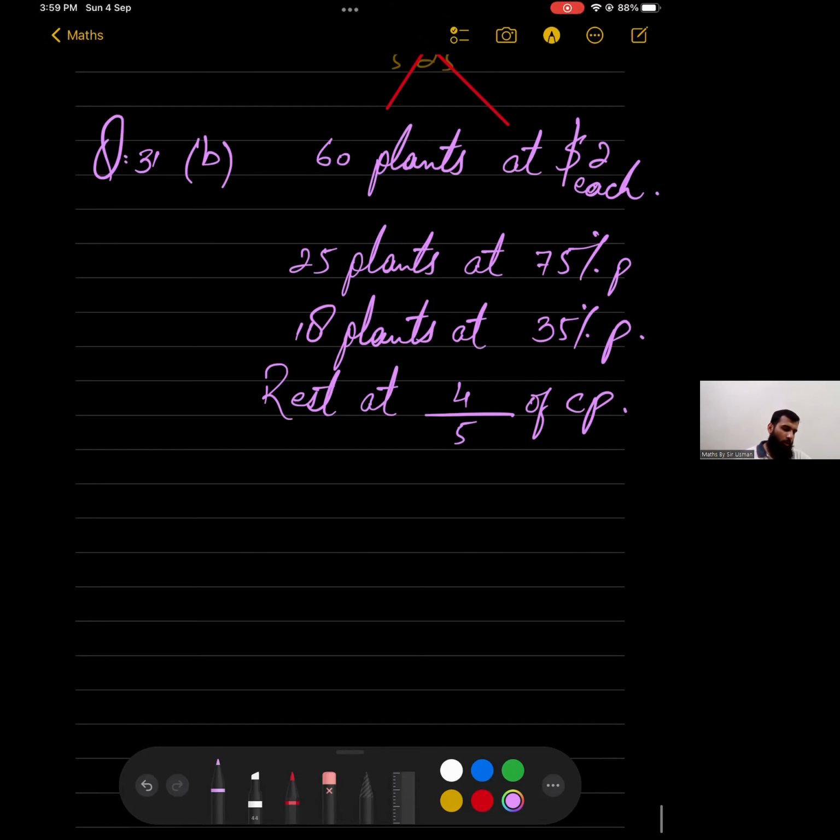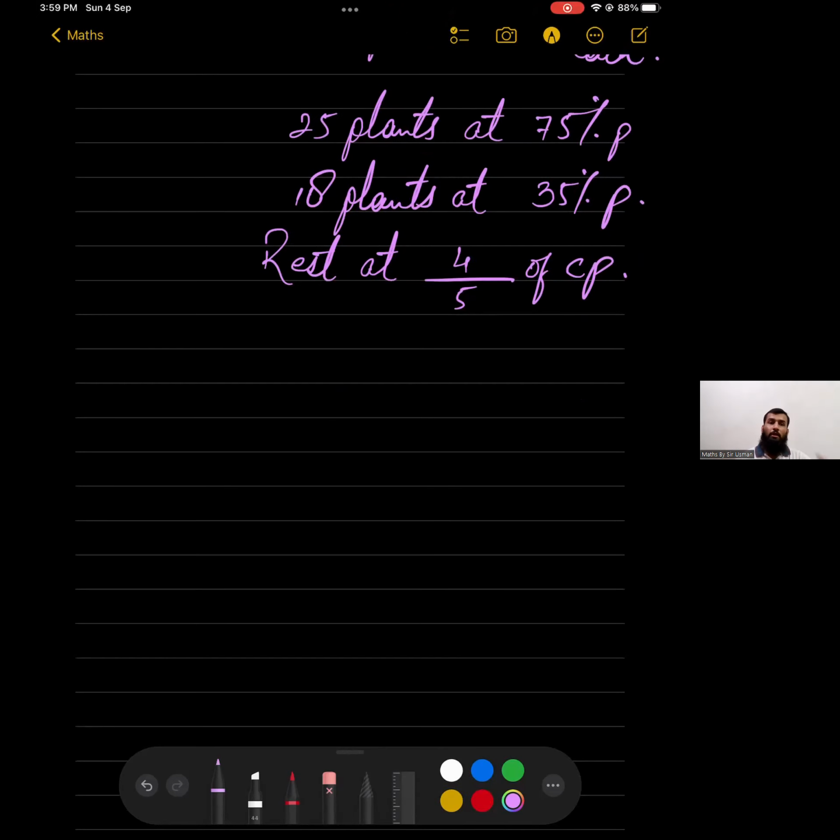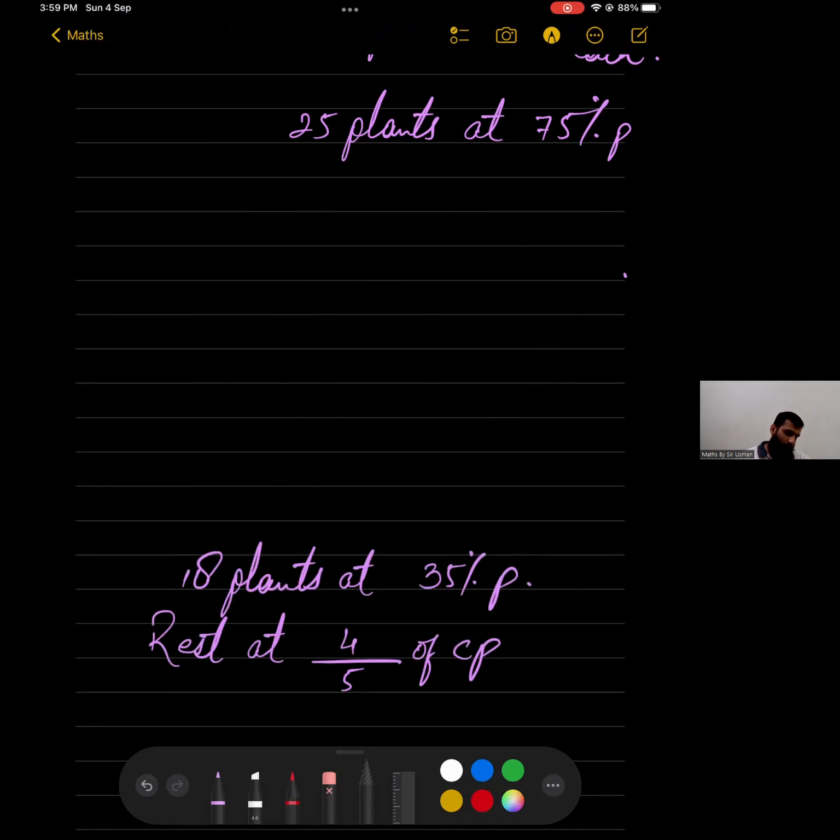नाउ व्हाट वी नीड टू डू हियर इज वी नीड टू सॉल्व ईच वन ऑफ देम सेपरेटली. हमने तीनों डेटास को अलग अलग सॉर्ट आउट करके सॉल्व करना है. अब इसका मैं आपको तरीका समझाता हूँ. सबसे पहले आप क्या करोगे, आप 25 प्लांट्स के लिए सॉल्व करोगे.